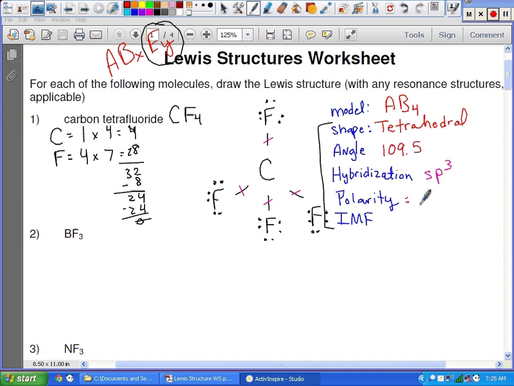And then hopefully I've covered this in class by now. So the IMF this would exhibit is a London dispersion force, or an LDF, because the only type of IMF that two non-polar molecules can have is an LDF. That's it. There's no other IMF that two non-polar molecules can have. All right, so hopefully you got the first one. I'm going to move on to the second one.